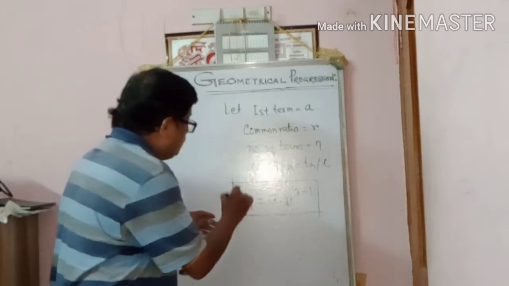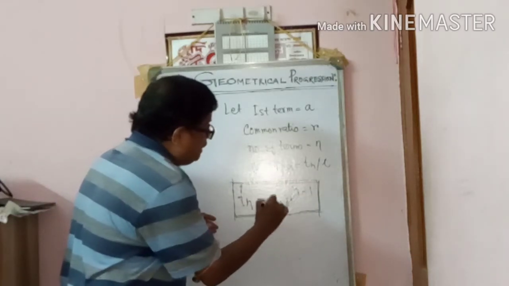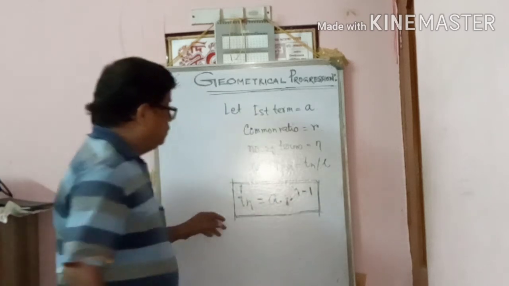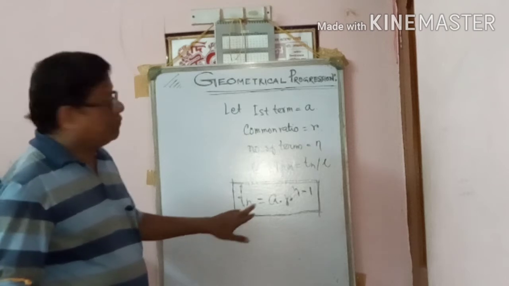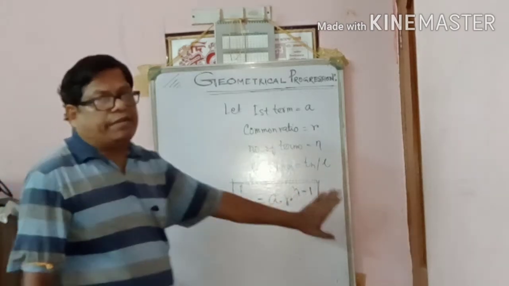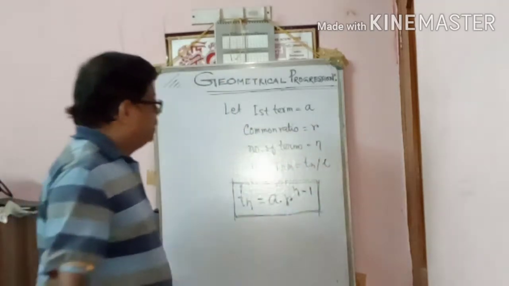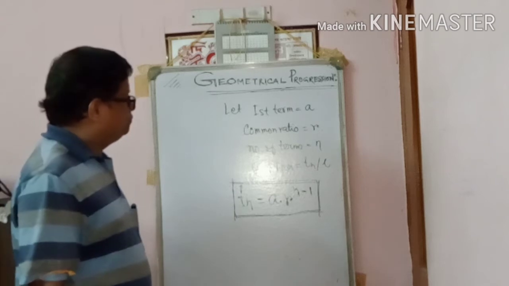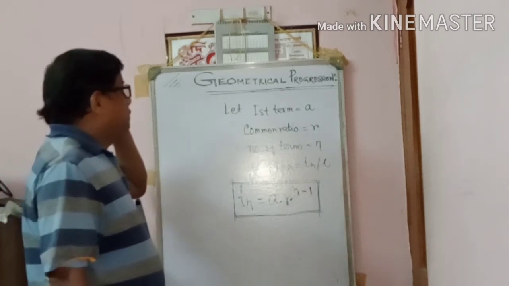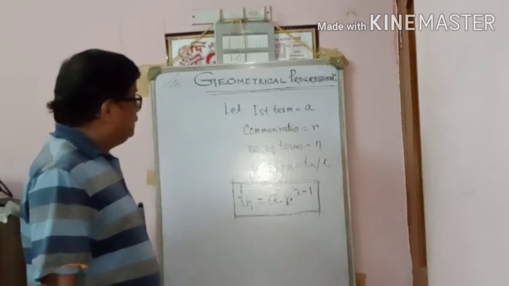Okay. All of you remember: Tn equal to A into R to the power n minus 1. Okay. Nth term, first term into common ratio to the power n minus 1. Now remember the nth term: first term A, common ratio R, number of terms n, the last term Tn or L, then Tn equals this.